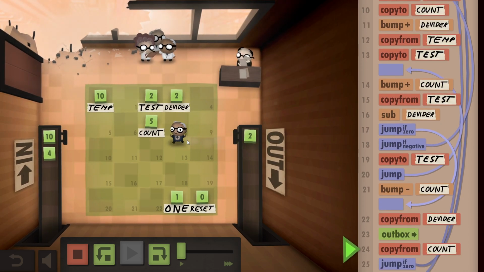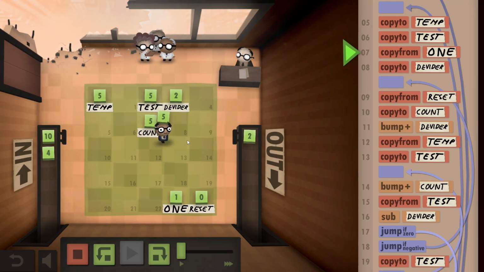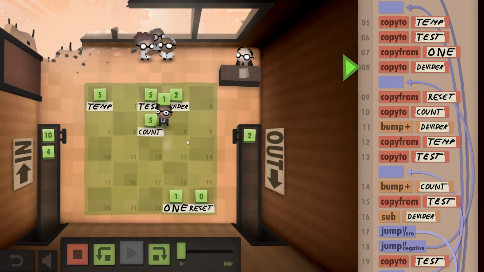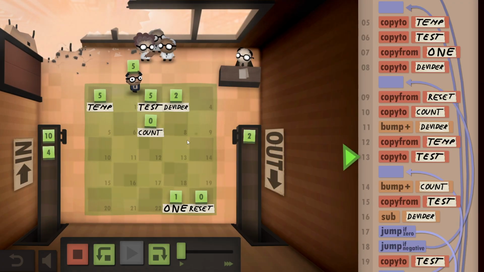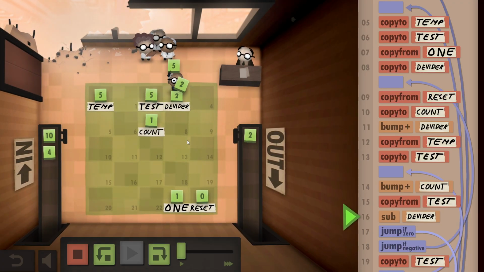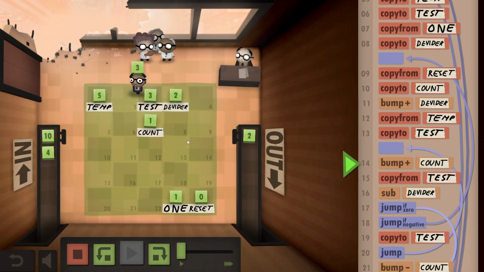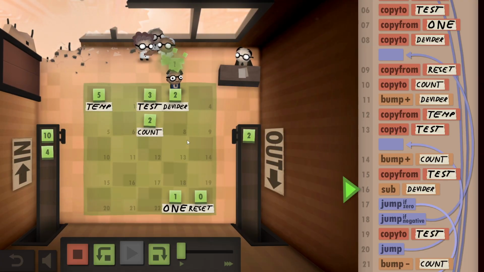And then we do the same math with the 5. And count needs to be 0. Again, same logic as before. Yeah, I don't understand why we did that bump minus. So it's not gonna work, because it's gonna be negative.